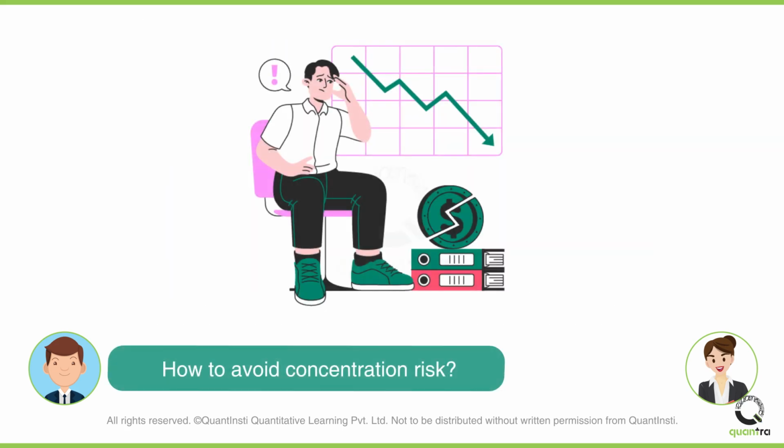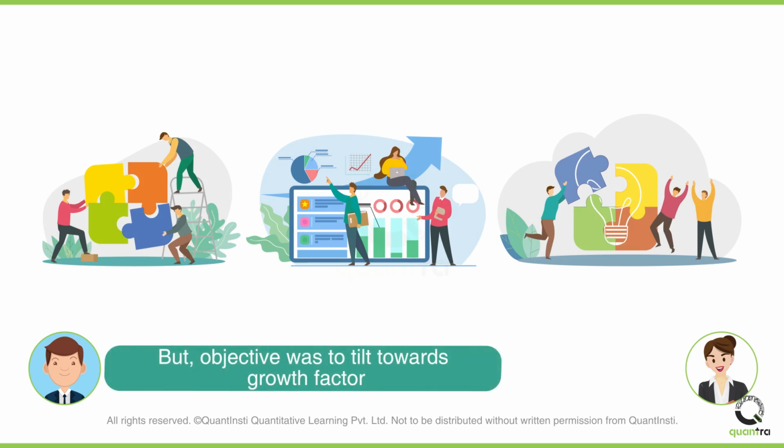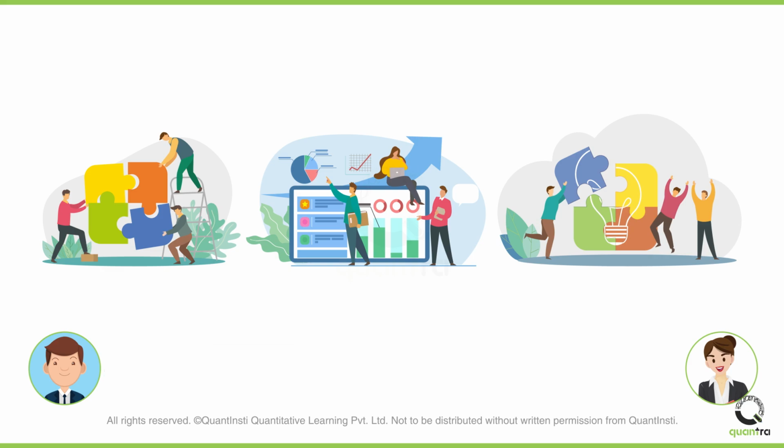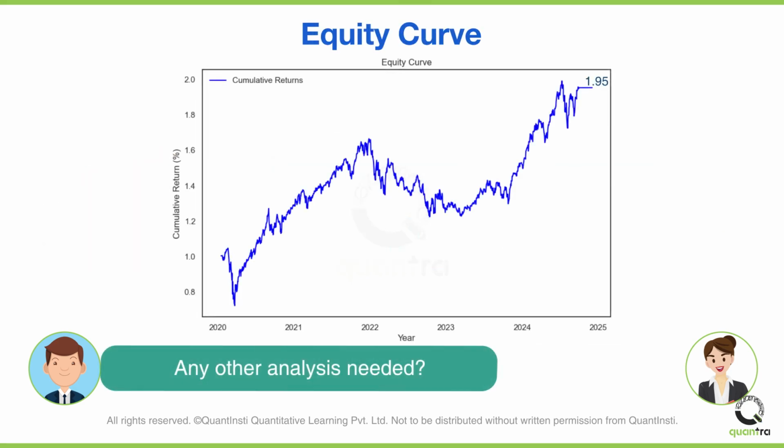How do we avoid this concentration risk? This can be avoided or controlled by diversifying the capital across the factors, or the assets involved. Mary, my objective was to tilt my portfolio towards the growth factor, and diversification would negate this tilting effect. In such a case, you can limit the percentage of weight to a threshold so that this extreme case of allocating 60% to the one factor would be avoided. Is there any other analysis we need to do to understand the performance?